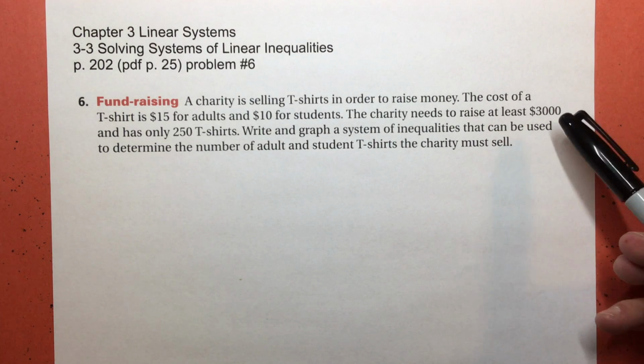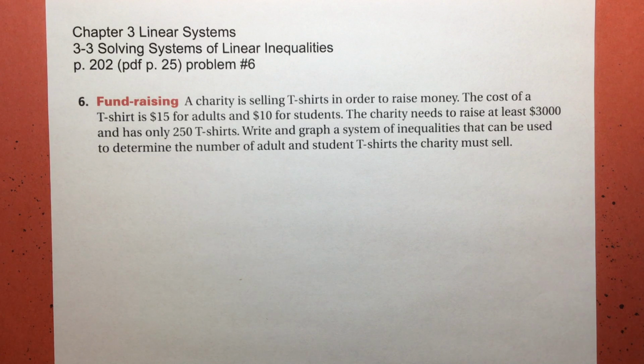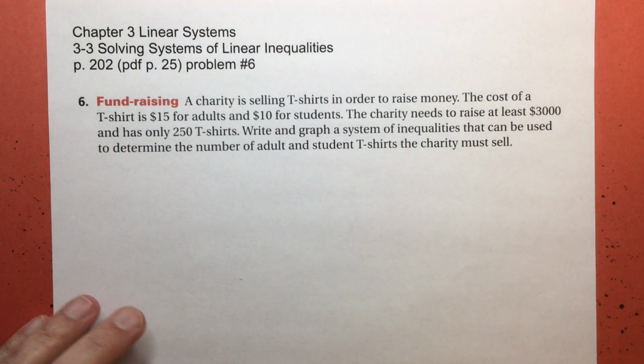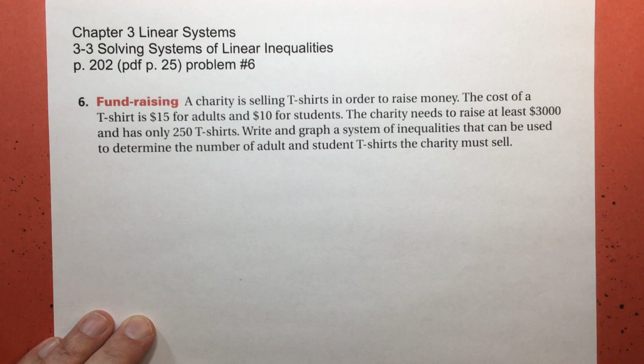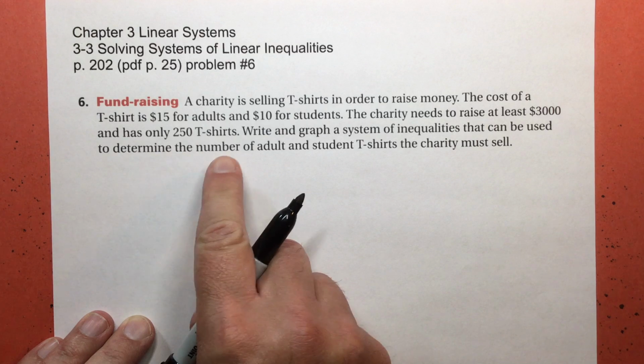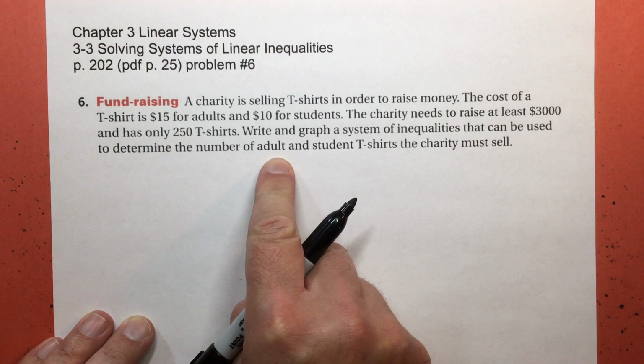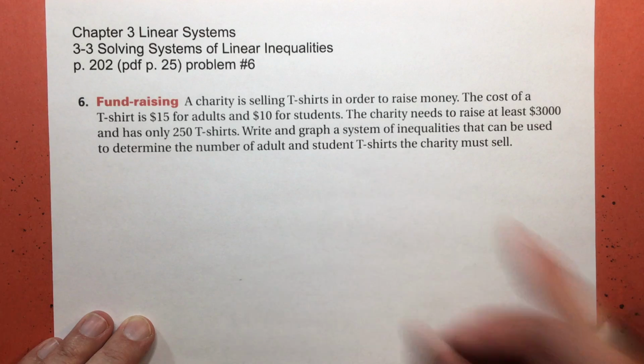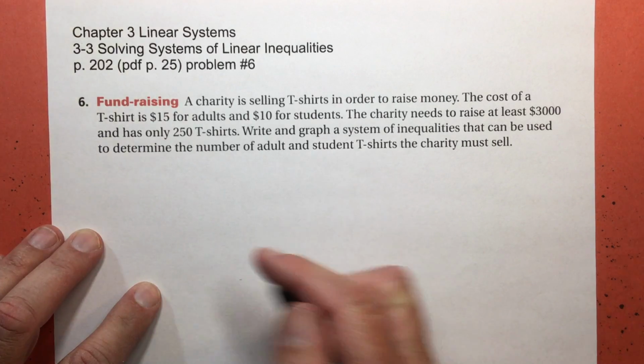Going back, it needs to raise at least $3,000, so anything less than $3,000 is bad. $3,000 is okay. Anything more than $3,000 would be good. So those are the inequalities we're going to be dealing with. Now it tells you what you need to find. Write and graph a system of inequalities that can be used to determine the number of adult t-shirts and the number of student t-shirts. There are my two unknowns.